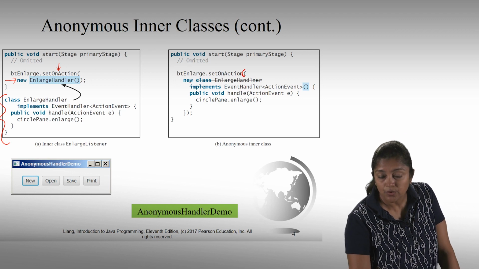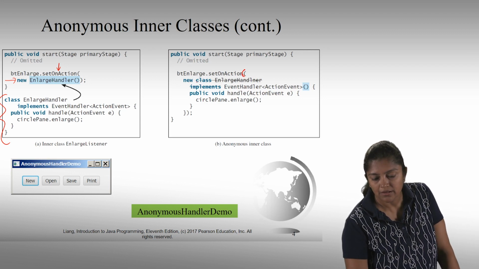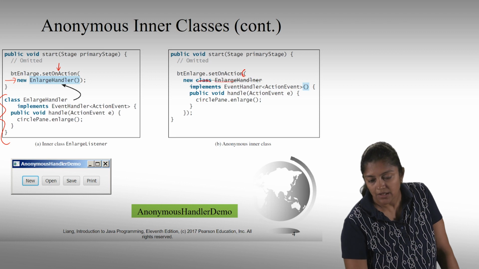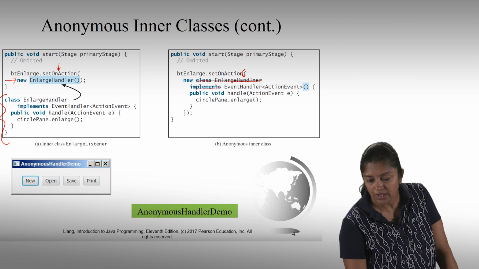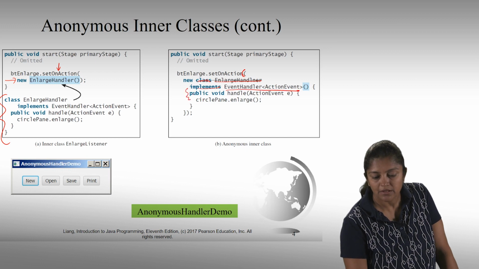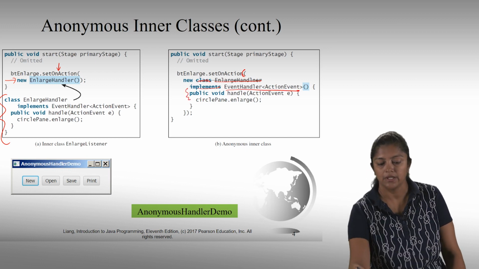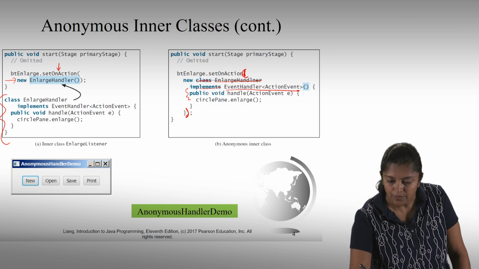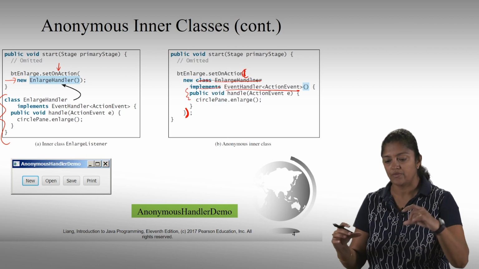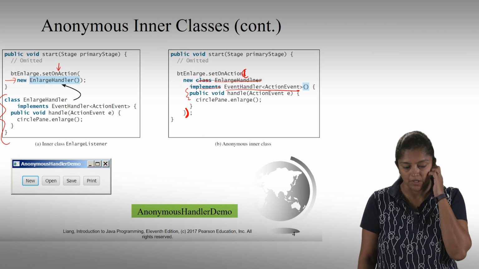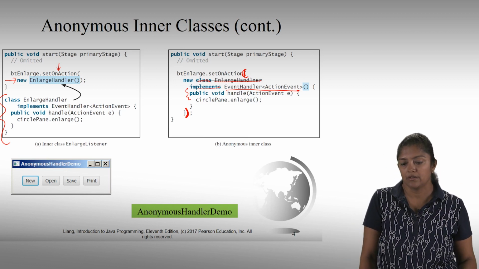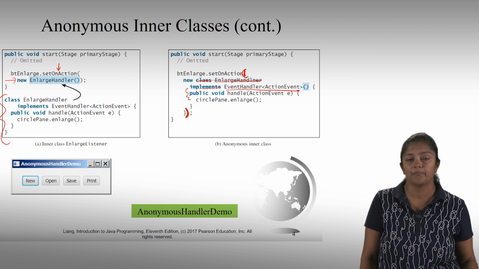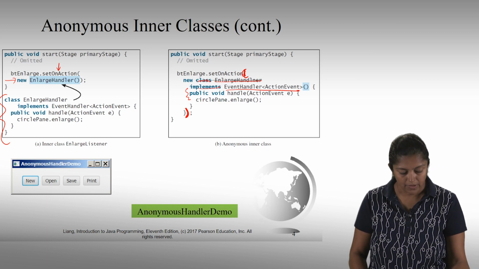So we're going to say new. We don't have to provide the keyword class. The class name is not needed. We don't need implements. Just specify the interface and then the method that we're going to implement, and then close the registration method. So basically inside this we have this entire class definition going in, and that takes care of the handler class. So let's look at an example.